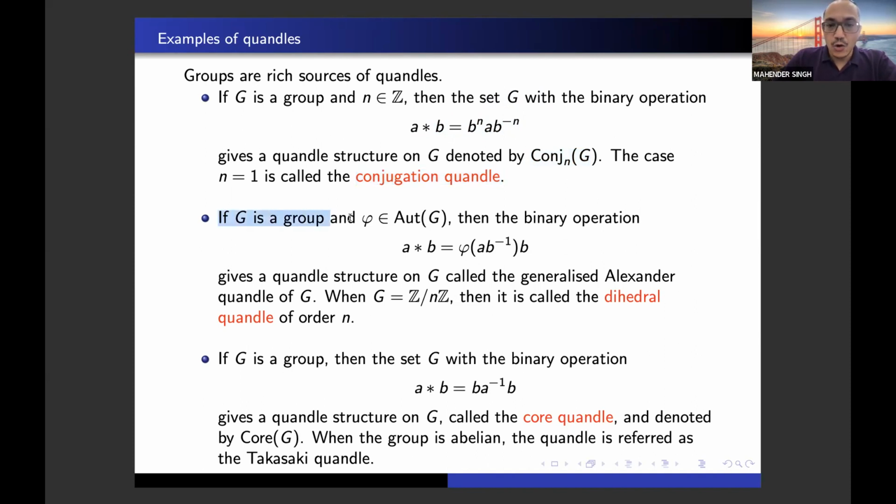Another way is that you take a group and fix an automorphism phi, and you define the operation a star b as phi of a b inverse times b. You can think of it as a non-abelian version of what are called Alexander quandles, defined over the ring of Laurent polynomials and so on. So you can talk about this for any group. It's called the generalized Alexander quandle. And when the group is a cyclic group of order n, typically written additively in knot theory, this gives rise to what is called the dihedral quandle.